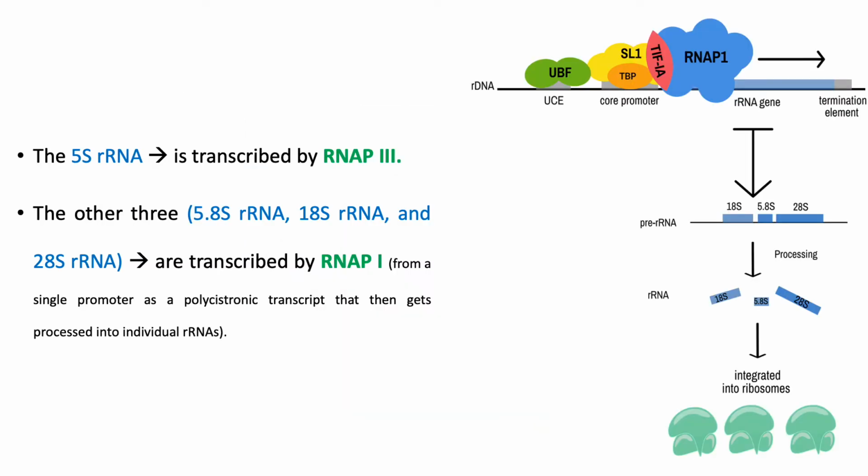The 5S rRNA is transcribed by RNA polymerase III, which won't be covered in this video, whereas the other 3, 5.8S, 18S, and 28S, are transcribed by RNA polymerase I from a single promoter as a polycistronic transcript that then gets processed into individual rRNAs, as shown in this schematic.